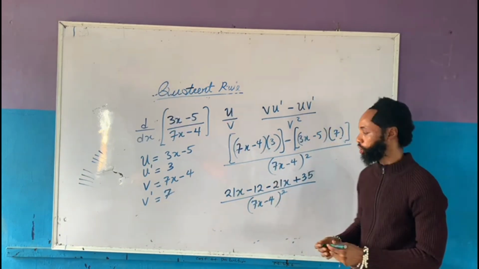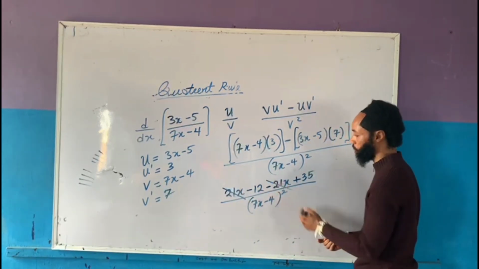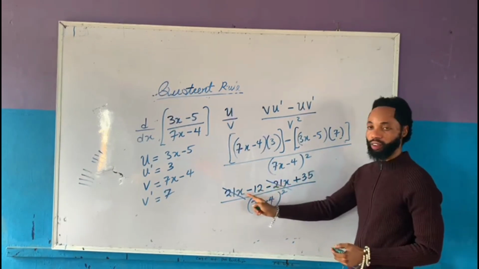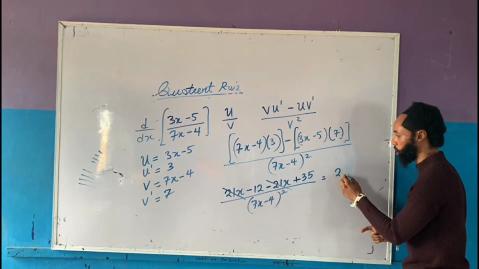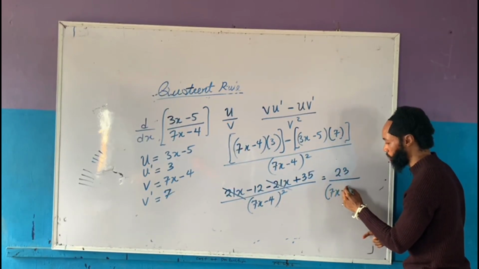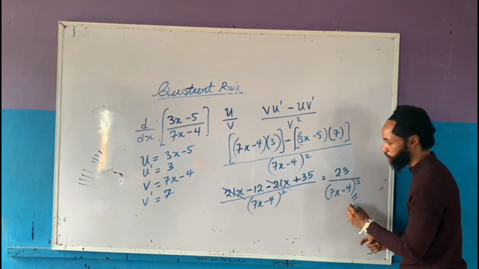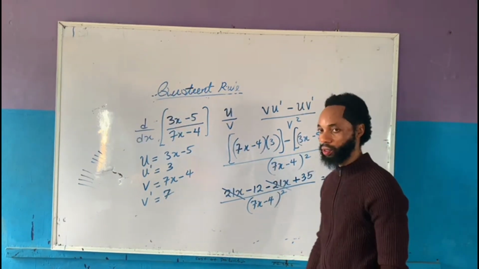Please always remember to keep the denominator the way it is. So we have positive 21x cancelling out with negative 21x. 35 minus 12 will leave us with 23 over 7x minus 4, all squared. Now this is our answer to this question.